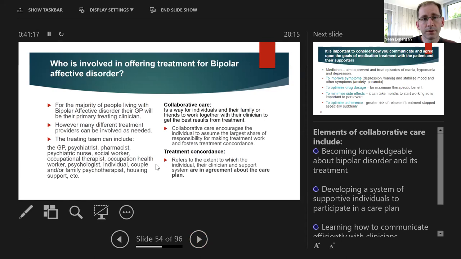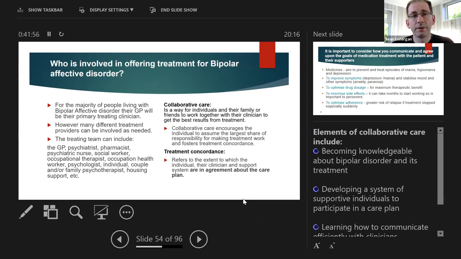Think about who's involved in offering treatment for bipolar disorder. For the majority of people living with bipolar, as we said at the beginning, the GP will be the primary treating clinician. However, many different treatment providers can be involved as needed. So it could also include a psychiatrist, pharmacist, psychiatric nurse, social worker, occupational therapist, for those who are working, an occupational health worker, perhaps a psychologist, individual, couple, and or family psychotherapist. It could include housing support. There's a wide range of multidisciplinary professionals that could be supporting a person.